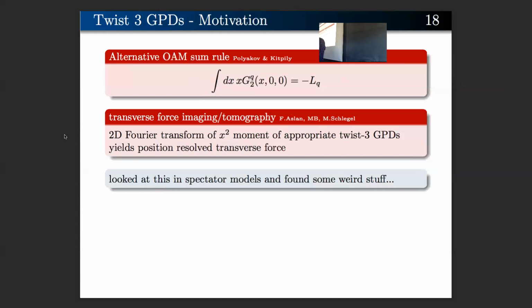The GPD G2 is defined using local operators. So there's no way you can get anything non-local, and it's defined gauge invariantly. So you must end up with something that's local and gauge invariant. And if you're asking about orbital angular momentum and you say local and gauge invariant, the answer is G. That's the short proof, but people have done a better job than the short proof.